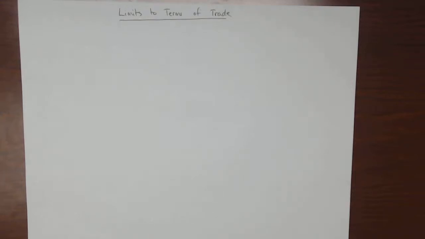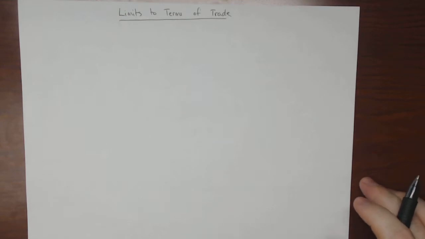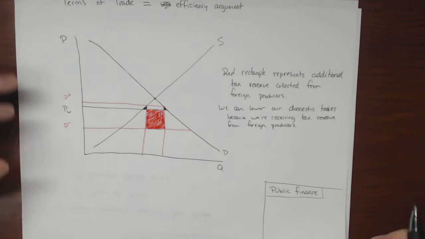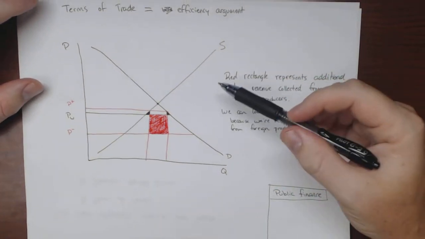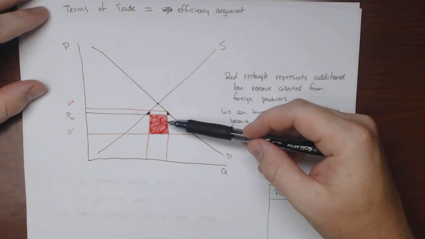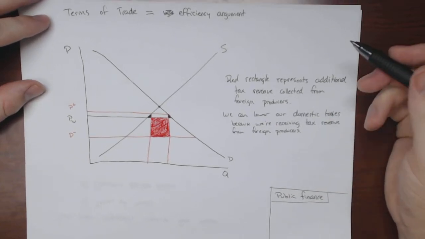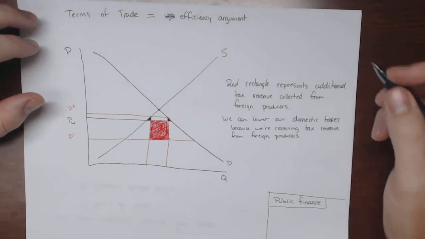So in this video, I want to go through some of the limits to the terms of trade argument from the previous video. In the previous video, we showed that if you can impose a tariff and the incidence of the tariff is borne mostly by foreign producers in the form of lower prices.